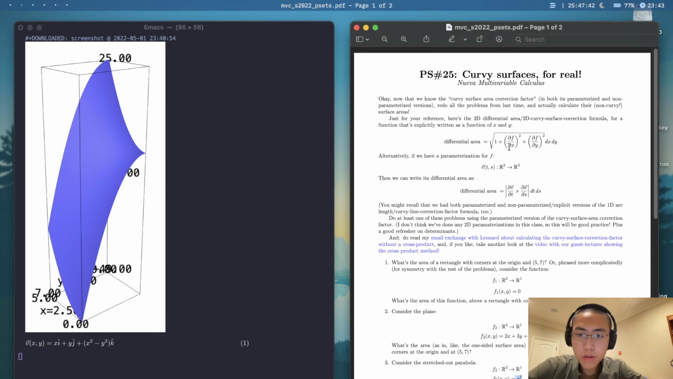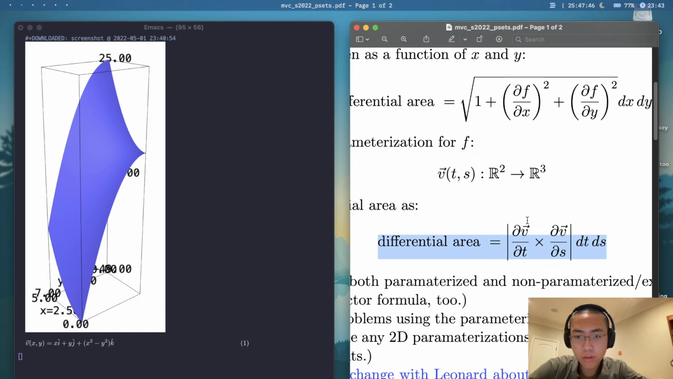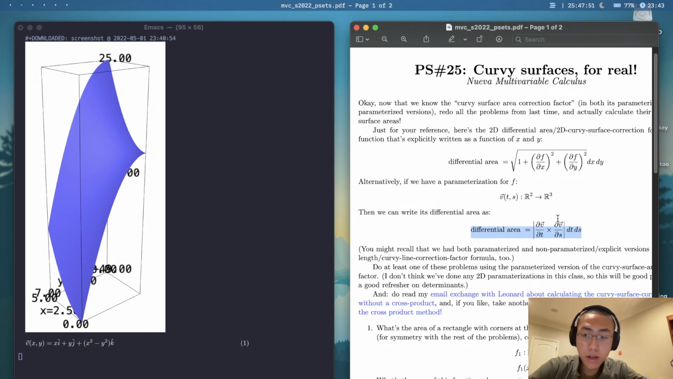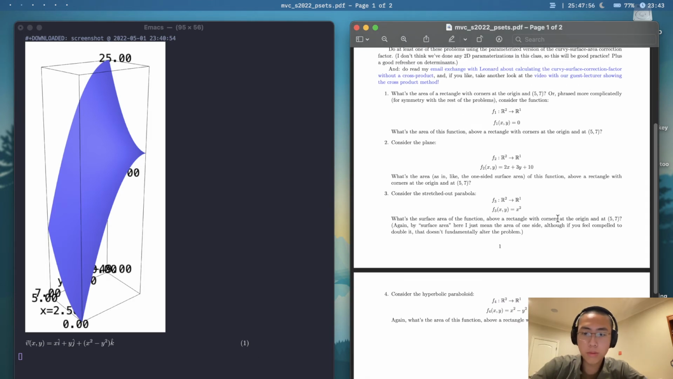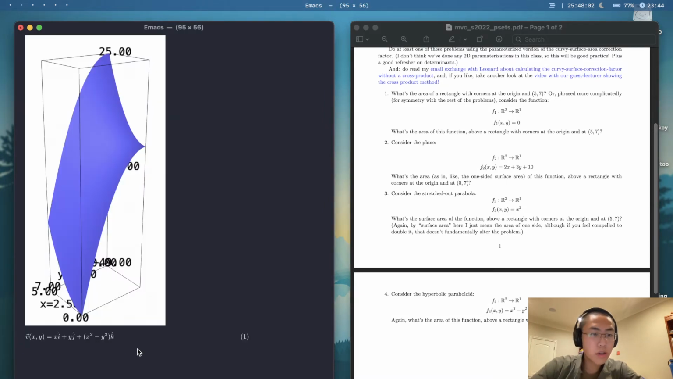So jogging our memory back, we remember that the differential area is the magnitude of partial r partial t cross partial r partial s, dt ds added up, and that is proven by the other Canadian guy, which we watched, which I think he's Canadian. I don't know. So yeah, let's do it. Let's find the partials of this expression first.